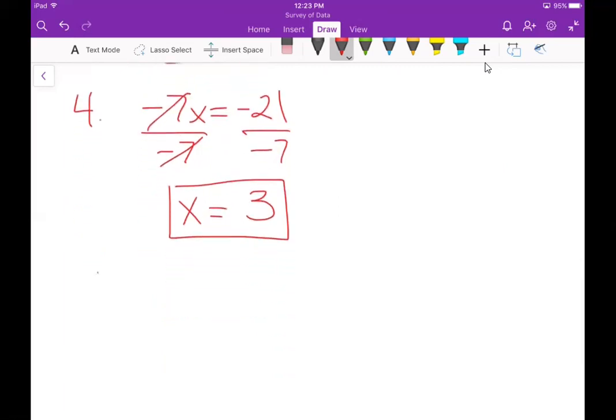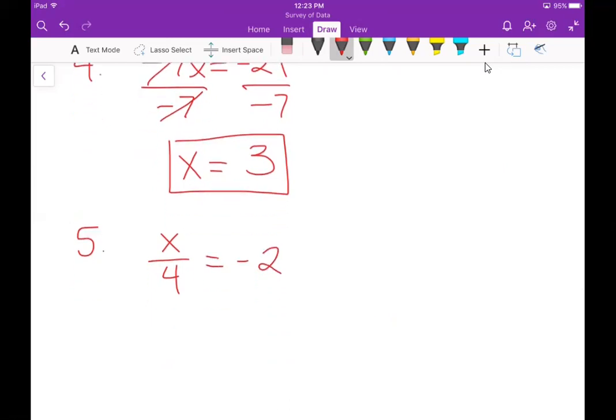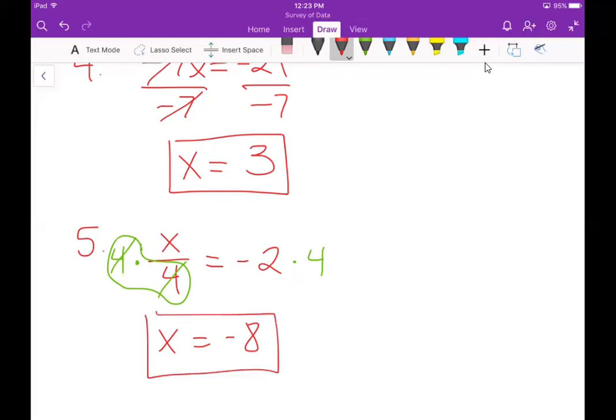Okay, now let's deal with our last operation. What if we have a variable we're trying to get alone that's being divided by a number in a linear equation? Here, x is being divided by 4. That means on both sides of this equation, I can multiply by 4. And again, I get that 4 over 4, which will simplify to 1, and those 4s will cancel. Then I'm left with x equals -2 times 4. Again, make sure you keep track of any negatives that are happening. That's -8. And I have solved my linear function.